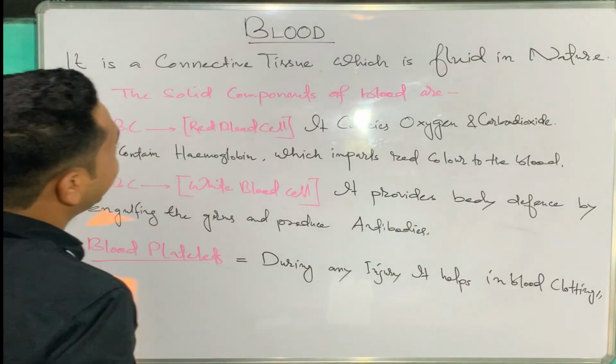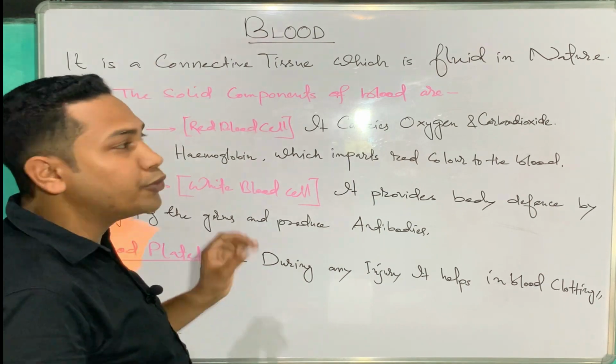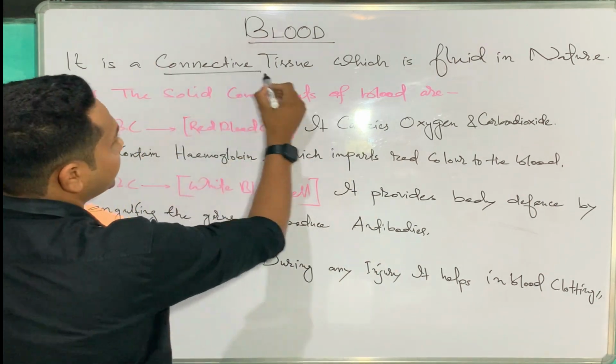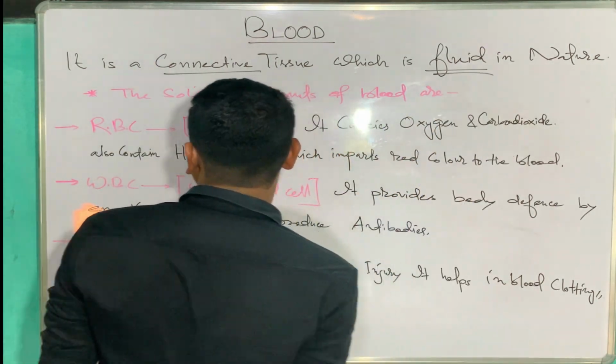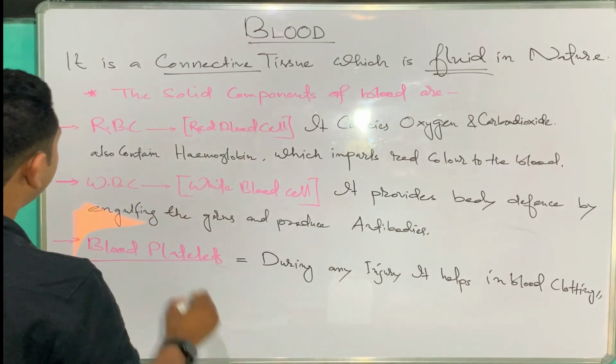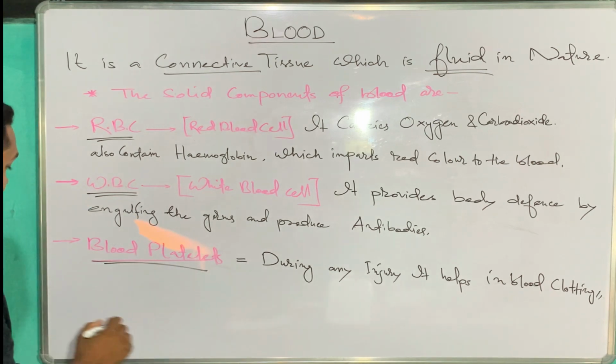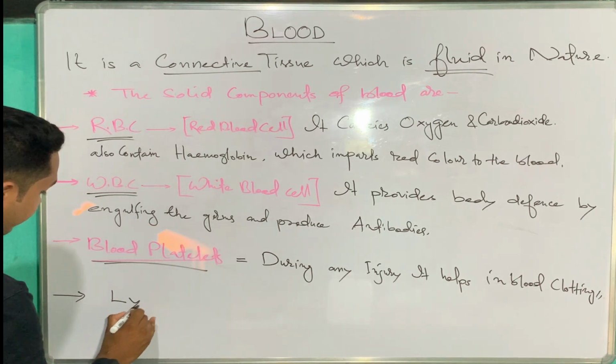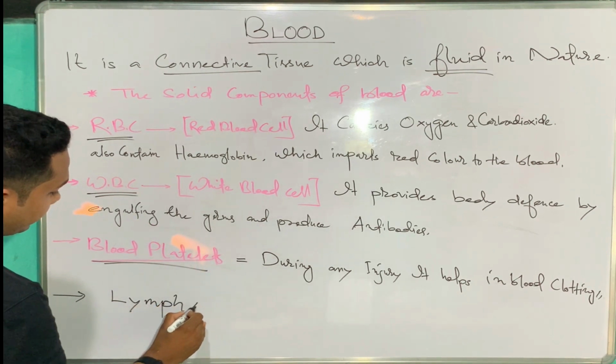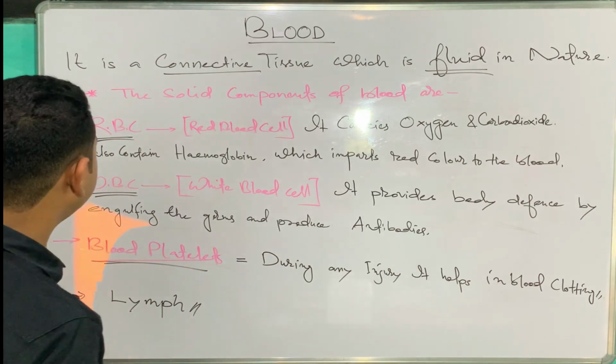So coming to the blood, as we know that blood is a connective tissue which is fluid in nature. Now the solid components of the blood are RBC, WBC, then come blood platelets. Another one left out here is lymph. This one I will explain in detail.